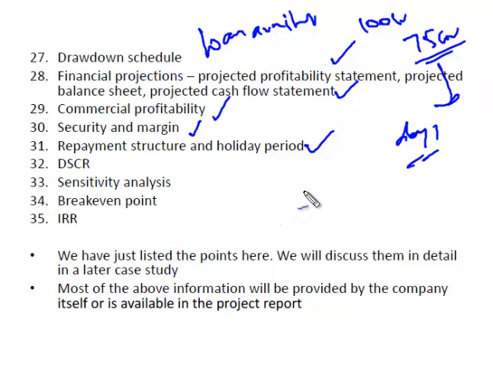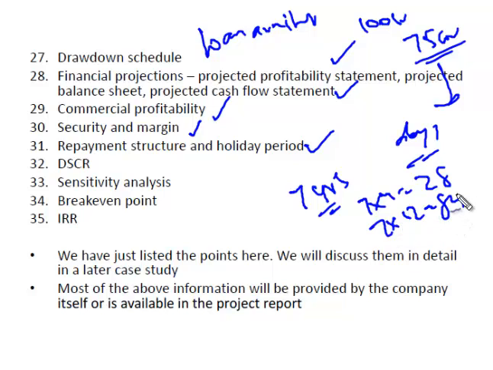Say, for example, this loan has to be repaid in 7 years, maybe in quarterly installments, in which case it will be 28 quarterly installments, or monthly, in which case it will be 84 monthly installments. So what is the repayment structure that is stipulated by the bank? What is the holiday period?